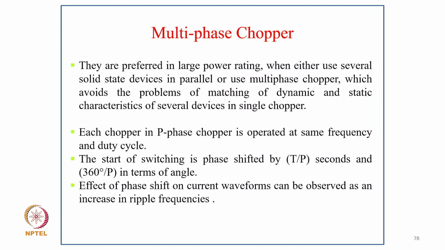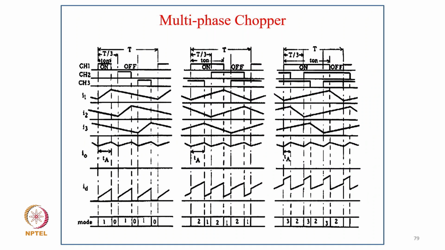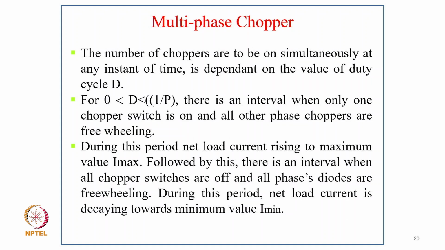So each chopper in a P-phase chopper is operated at the same frequency and duty cycle. You start off switching phase shifted by T upon P seconds, or 360 by P in terms of angle. The effect of phase shift on the current waveform can be observed as an increase in the ripple frequency. So you can see how it's typically phase shifted for all 3 phase choppers. Phase shifting affects the load current ripple as well as the conduction of the diodes of different phases, also in different operating modes.